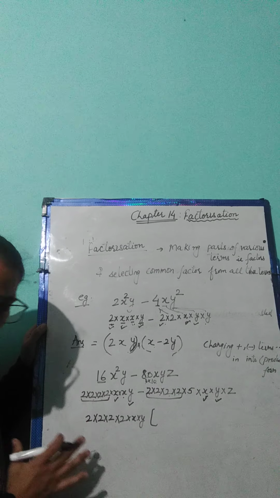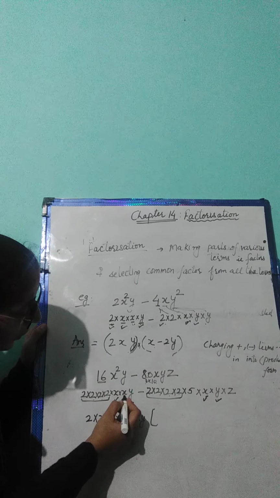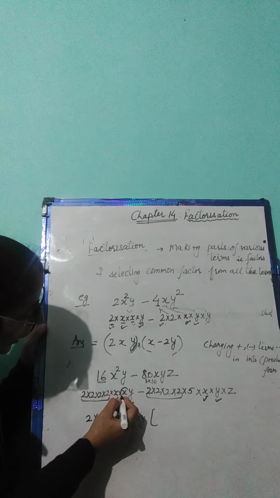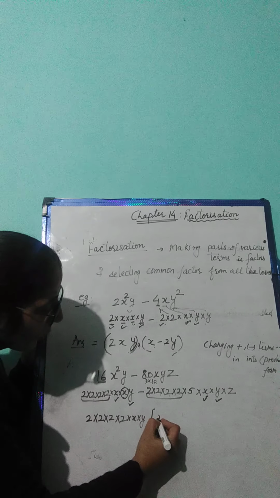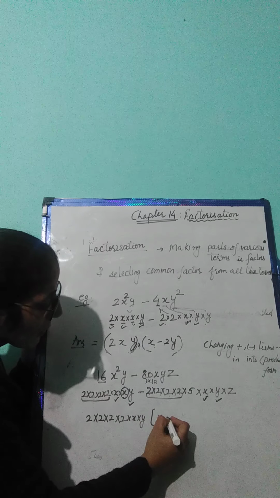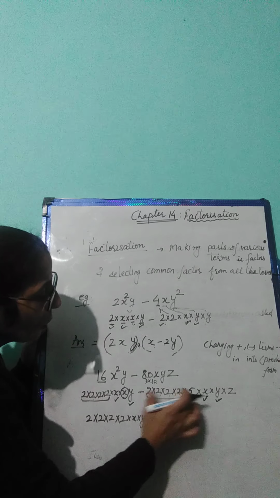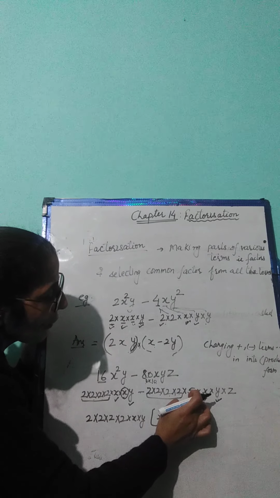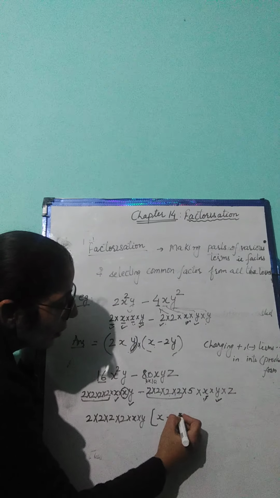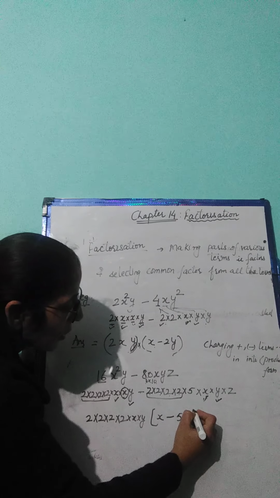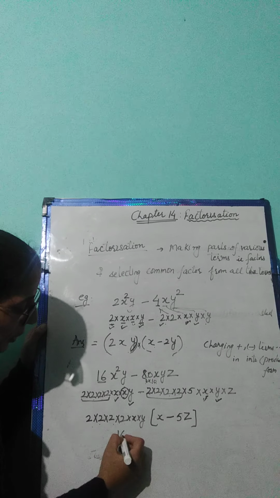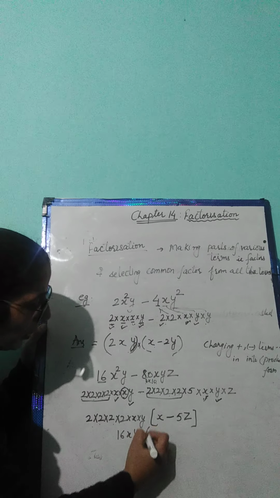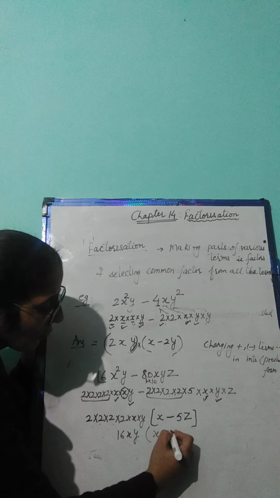Now put the bracket. When anything is taken as common, what is left here? It is having this x alone. Rest all have gone from here. So this x, this minus, it has gone. So what is left? 5z minus 5z. So 2 2s are 4, 2 4s are 8, 2 8s are 16xy, x minus 5z.